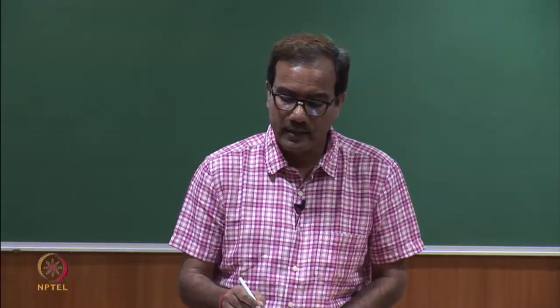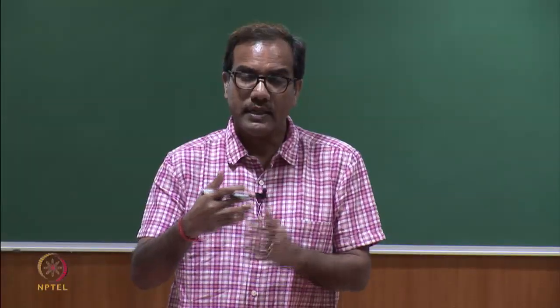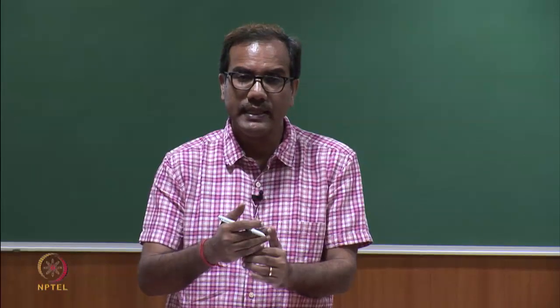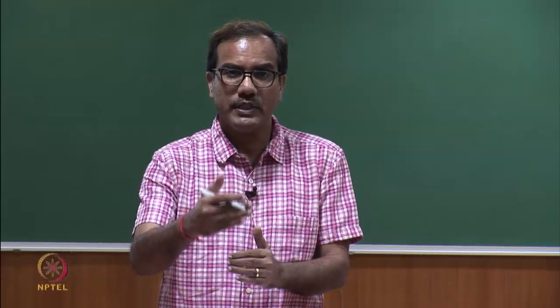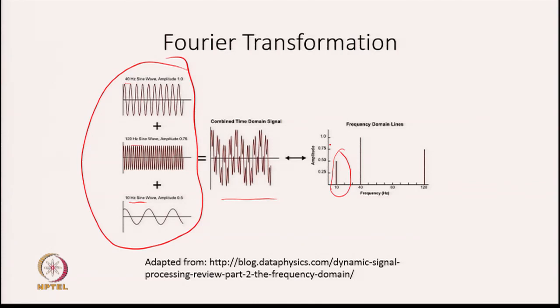So, look at this picture. Here there are three waves, one with 10 hertz, 120 hertz and 40 hertz. These are three waves of different frequency, and this is your combined signal. If we do Fourier transformation, again we take different values of frequency and multiply by this combined wave function and then integrate the amplitude from t equal to 0 to t equal to infinity. Basically, we are adding up. What you will get is 0 at all values except at 10 hertz, 40 hertz and 120 hertz.